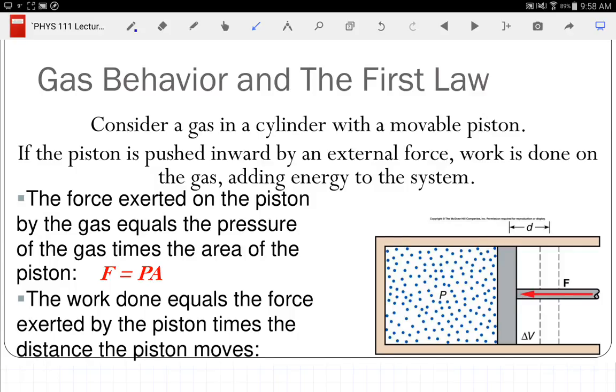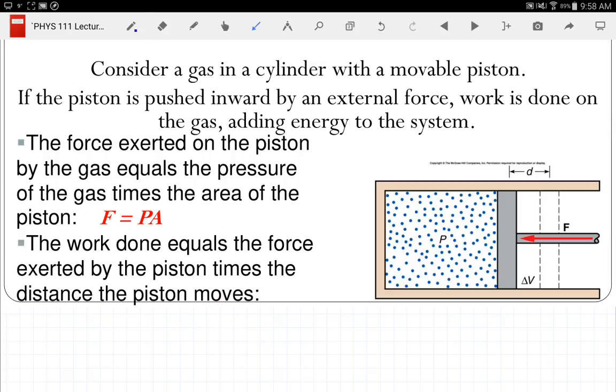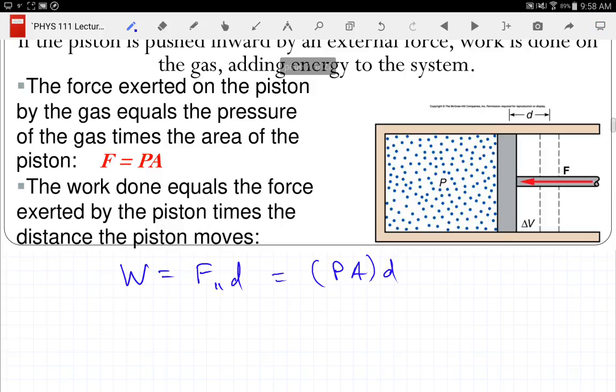So how much is the work? Well, we've learned, work is equal to force parallel to the distance. Well, if I push this in some distance d, they're parallel, and so that would be my force, pressure times area, times the distance d. But I have a change in volume for my gas. And the change in volume is equal to the area multiplied by the distance I moved it. And so this area multiplied by d is change in volume. So the work is equal to pressure times the change in volume.